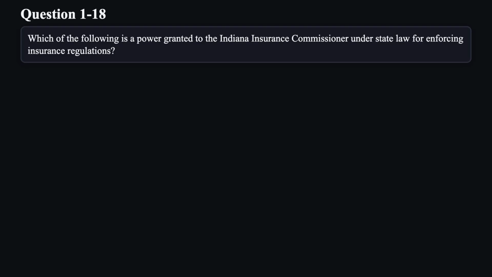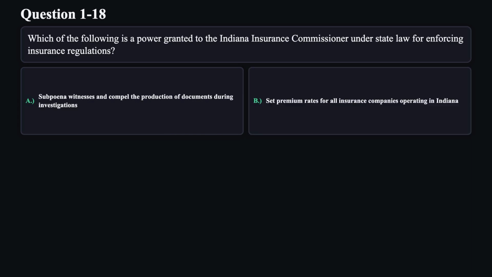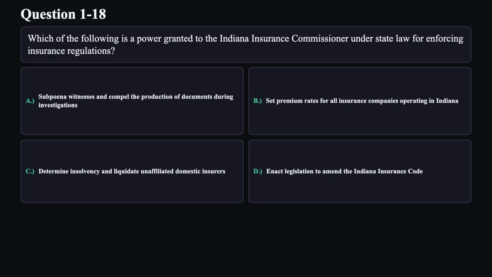Question 18. Which of the following is a power granted to the Indiana Insurance Commissioner under state law for enforcing insurance regulations? A. Subpoena witnesses and compel the production of documents during investigations. B. Set premium rates for all insurance companies operating in Indiana. C. Determine insolvency and liquidate unaffiliated domestic insurers. D. Enact legislation to amend the Indiana Insurance Code.